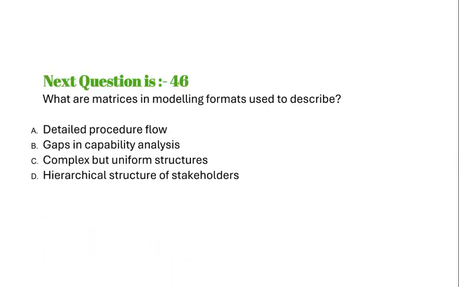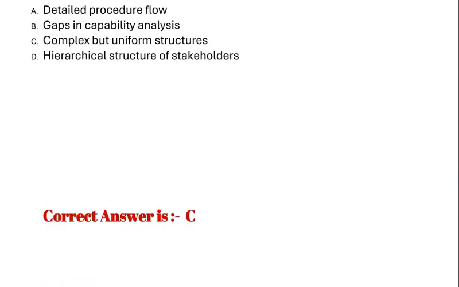Question is, what are matrices in modeling formats used to describe? Option A, detailed procedure flow. Option B, gaps in capacity analysis. Option C, complex but uniform structures. Option D, hierarchical structure of stakeholders. Correct answer is option C.